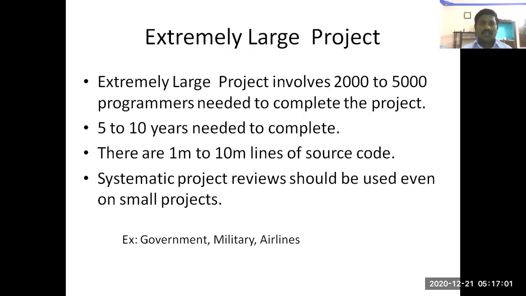Then an extremely large project involves 2000 to 5000 programmers to complete the project. 5 to 10 years are needed to complete the project. There are 1 million to 10 million lines of code required to complete the project. This also involves proper systematic analysis and design of how we will develop the product. Examples for an extremely large project are government, military, and airlines projects.